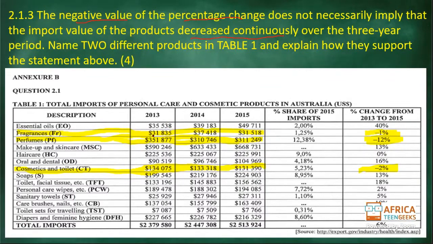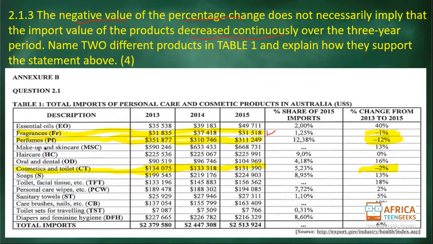In 2013, it was 31,835. In 2014, it was 37,418. And in 2015, it decreased again to 31,518. So this one supports the statement, which means it does not necessarily imply that the import value of the product decreased continuously, because this one did not decrease continuously. So it supports the statement above.